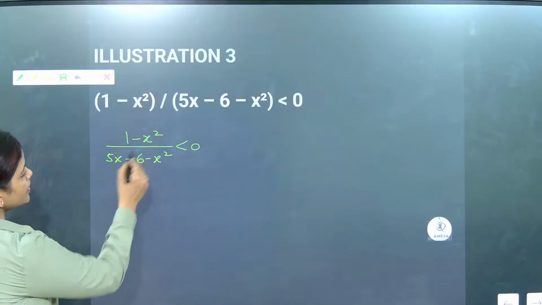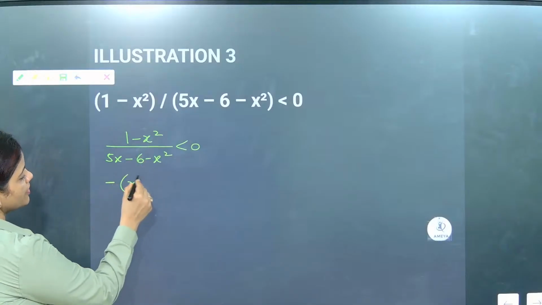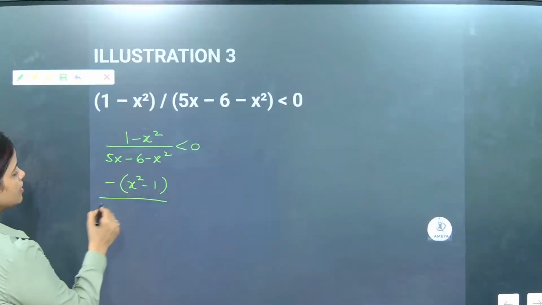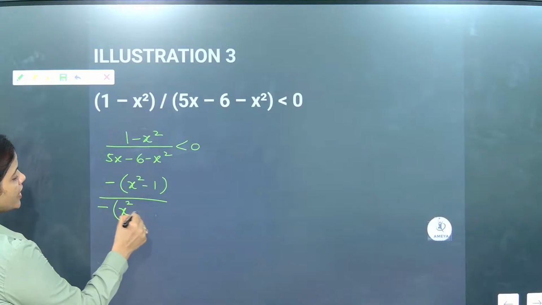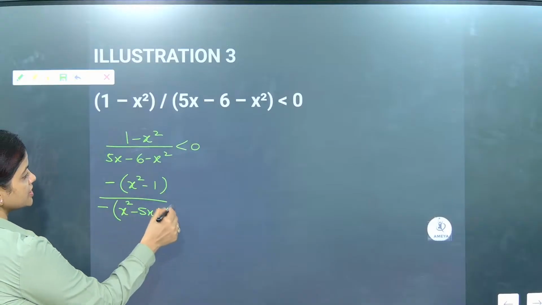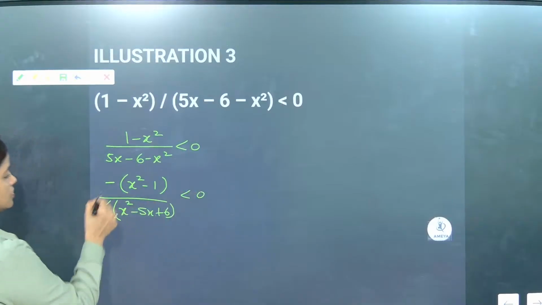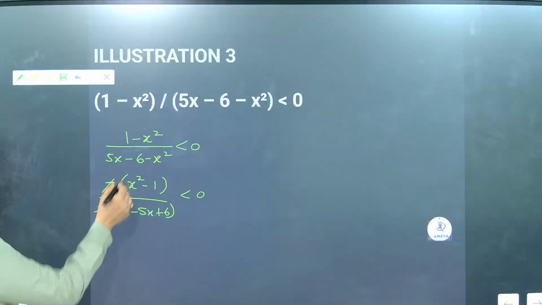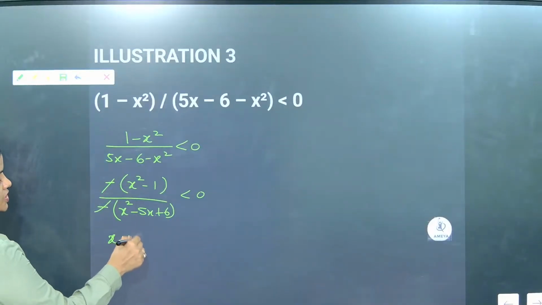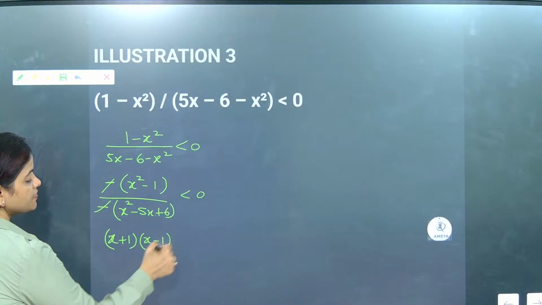So for our first question, I will take out minus common. Now it will become x square minus 1. In the denominator also, minus common, it is coming as x square minus 5x plus 6. And now it is less than or equal to 0. This and this got cancelled. Now the numerator can be written as x plus 1 and x minus 1.